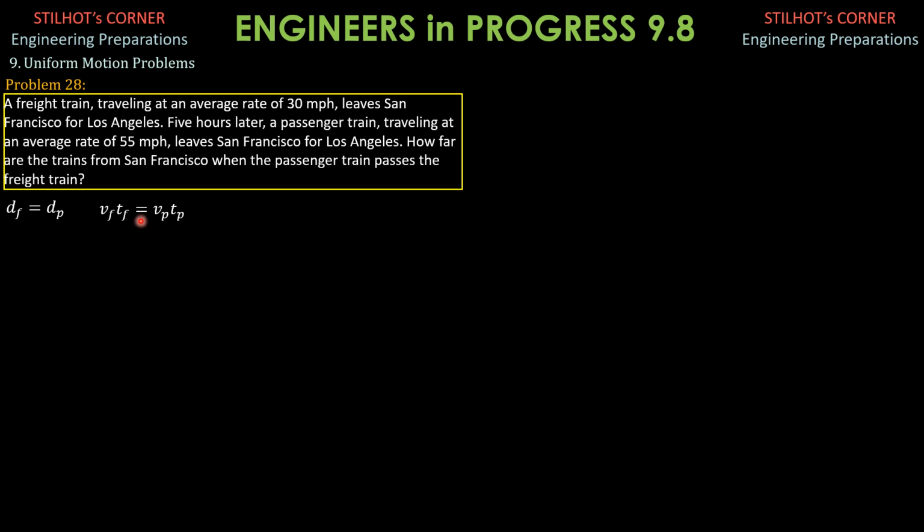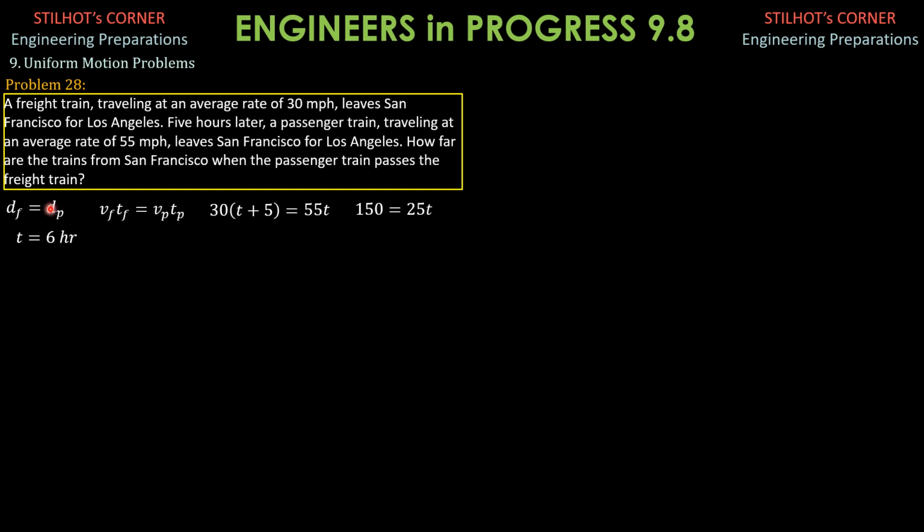So substitute: 30 times (t plus 5) equals 55 times t. So 55t minus 30t is 25t on the right side, and on the left side 30 times 5 is 150. So 150 equals 25t. Solving for t, t is 6 hours. So that's the travel time of the passenger train when it is about to overtake the freight train.